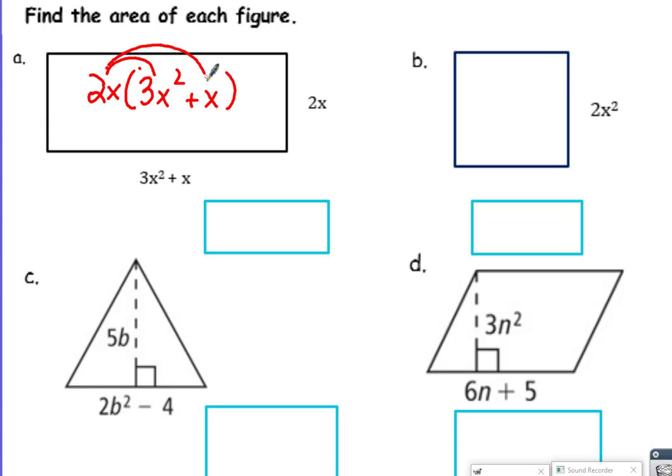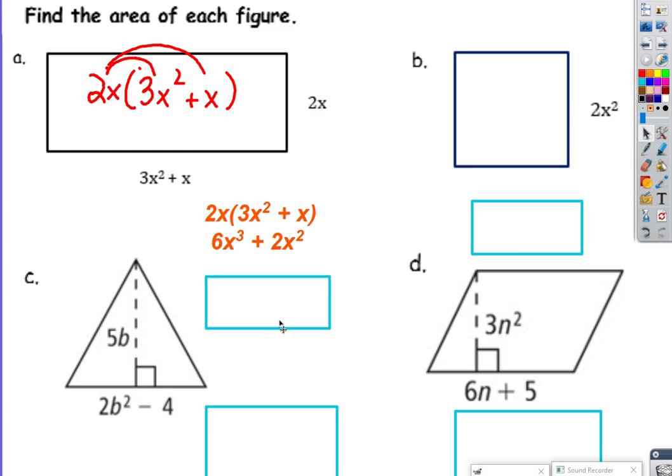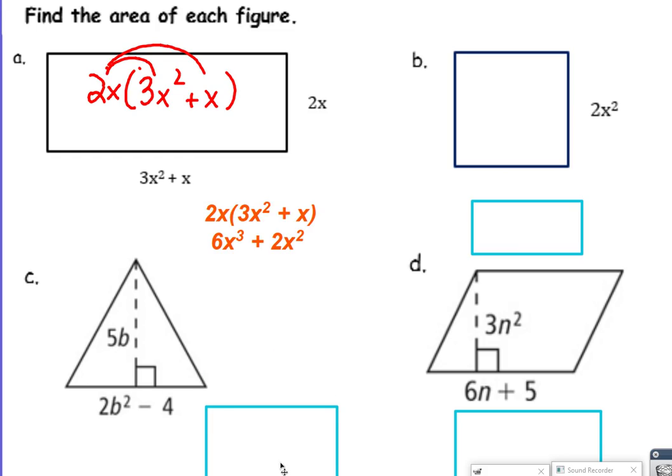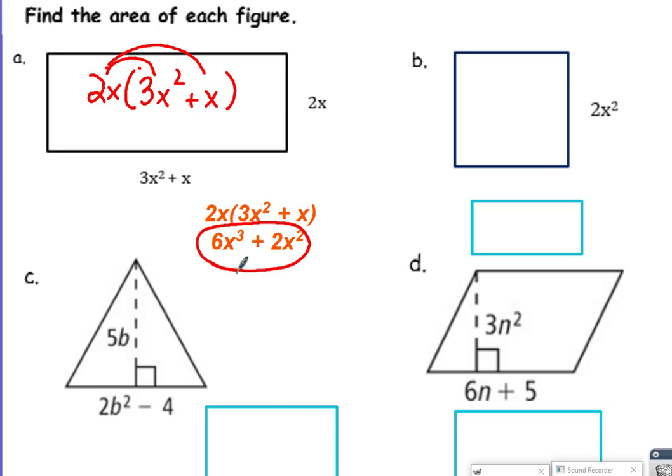So 2x times 3x squared, and then 2x times x. Well, 2 times 3 is 6, and x times x squared is x cubed, and 2 times 1 is 2, and x times x is x squared. So your answer would be 6x cubed plus 2x squared. B is a square, so we're going to multiply 2x squared times 2x squared.